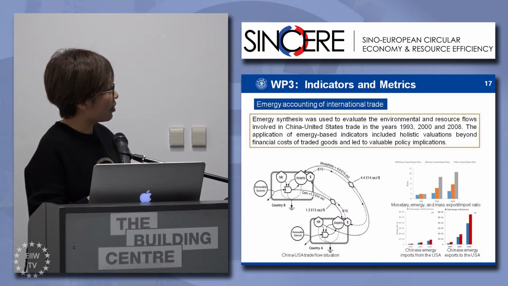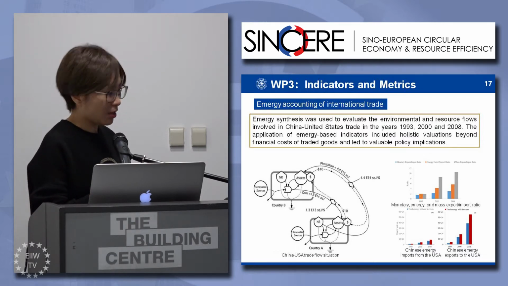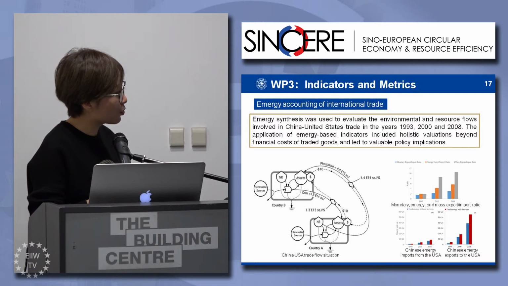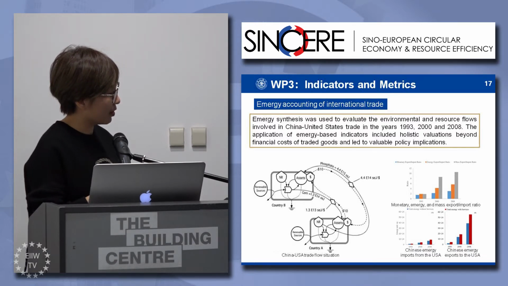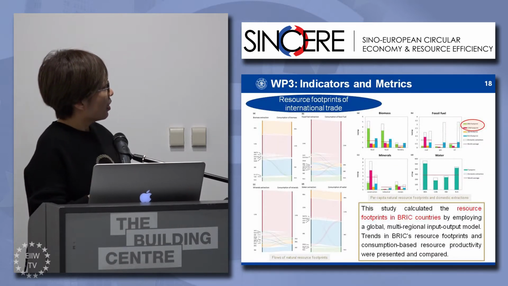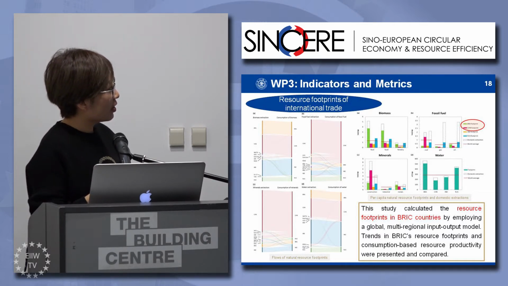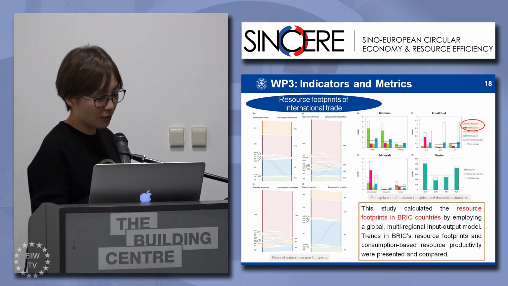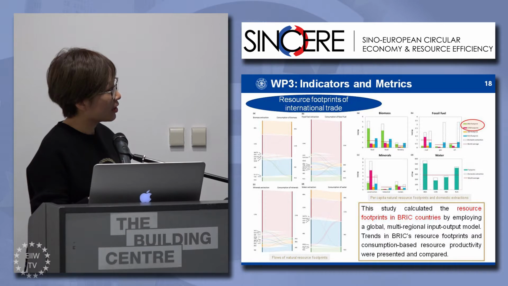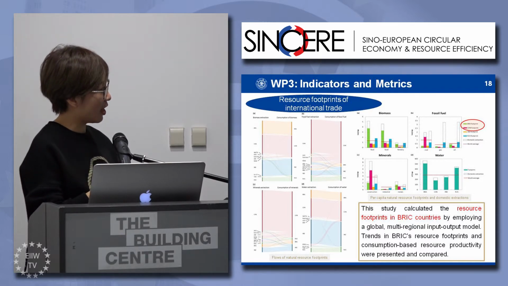This is the emergy case study of international trade of China with the EU and the USA. Some obvious finding, personally to me, is that the Chinese emergy exports to the USA are obviously larger than the imports. Also, they look at the resource footprints of international trade of the BRIC countries. If we look at these figures, we can see that China and Brazil have relatively larger energy consumption compared to the other BRIC countries. That's what I find.